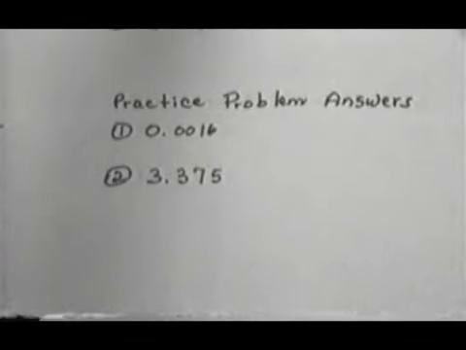The practice problem answers. Number 1 is 0.0016 or 16 ten-thousandths. Number 2 is 3.375 or 3 and 375 thousandths. If your answers disagree with one of these, stop the tape and find some help.